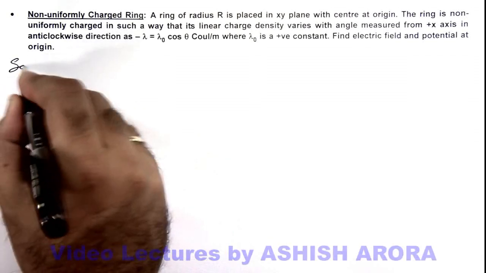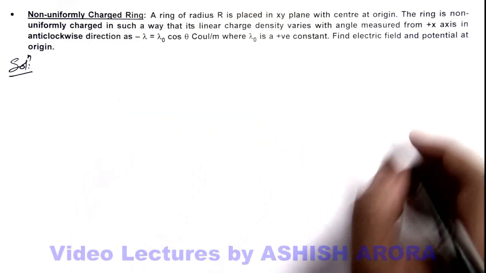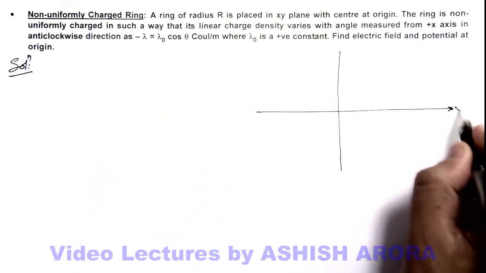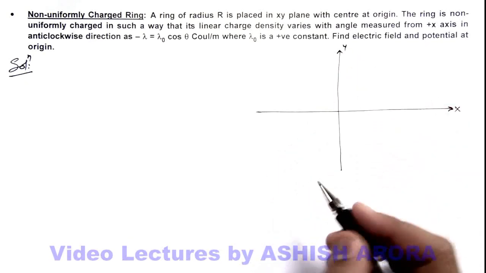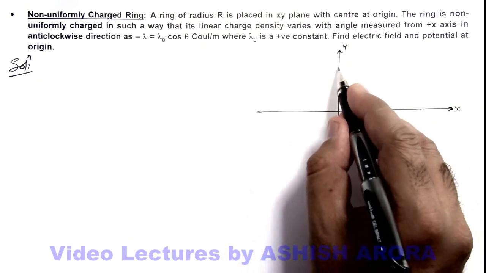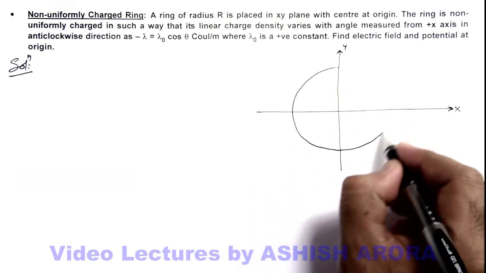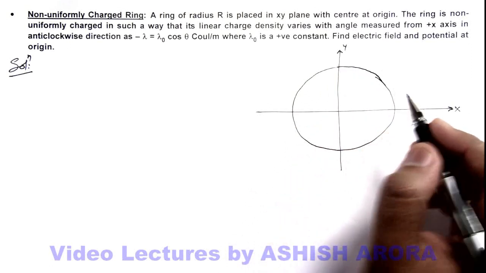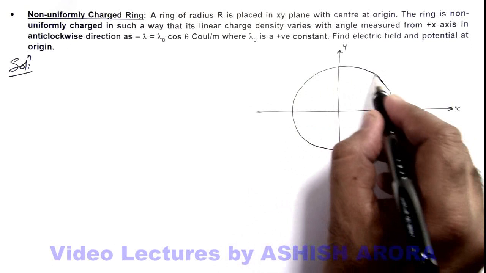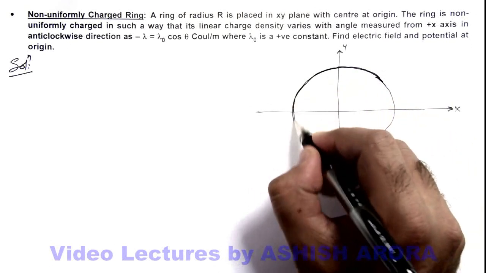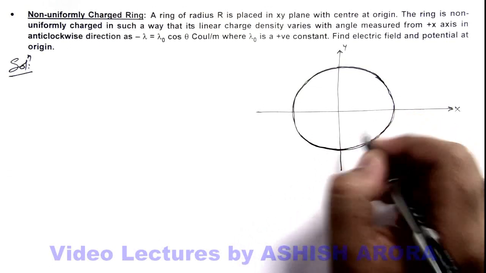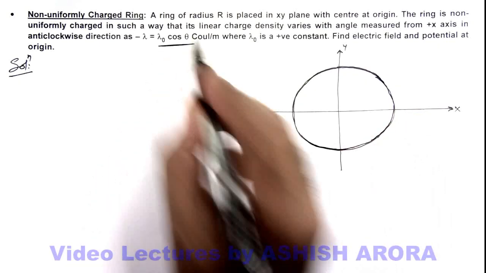Let's first draw the situation to understand it better. So, if these are coordinate axes x and y, on these coordinate axes we draw a ring. On this ring, we are given that it is non-uniformly charged. In the case of this non-uniform charge distribution, we can see it varies with cos theta.